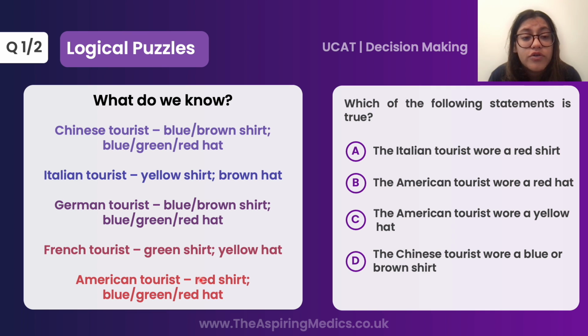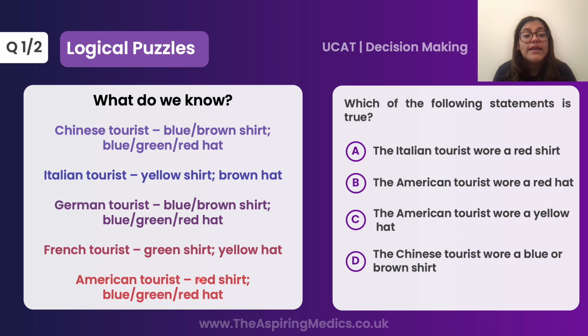A, the Italian tourist wore a red shirt. That's false because we know they were wearing a yellow shirt. B, the American tourist wore a red hat. Again, that's false. They wore a red shirt. We're not sure about the color of their hat. C, the American tourist wore a yellow hat. Again, false. We don't know what the color of their hat is, and yellow is not even one of those options.